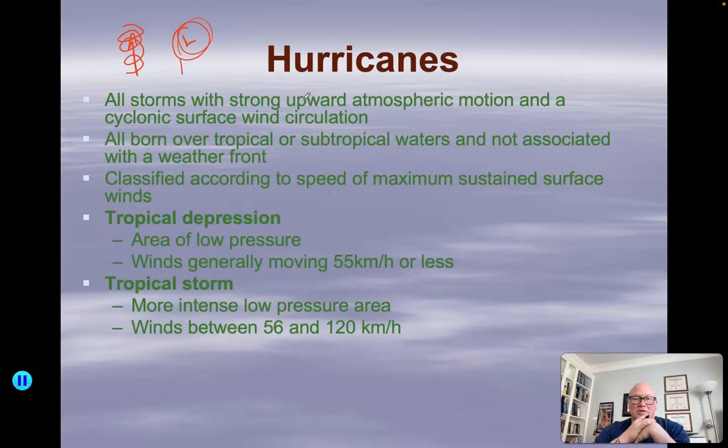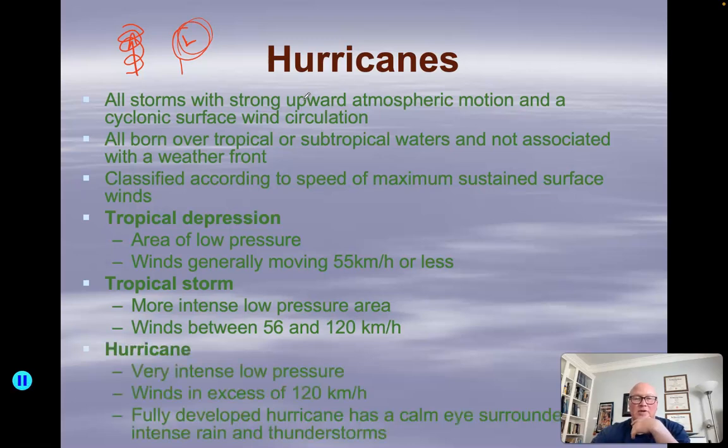Tropical storms are a little bit more than that, 56 to 120. Once you get to 120 kilometers per hour, the storm would be considered a hurricane. So you have a very intense low pressure, 120 kilometer per hour sustained winds, and this will be with weather bands surrounding a very concentrated eye, which is the center of rotation.